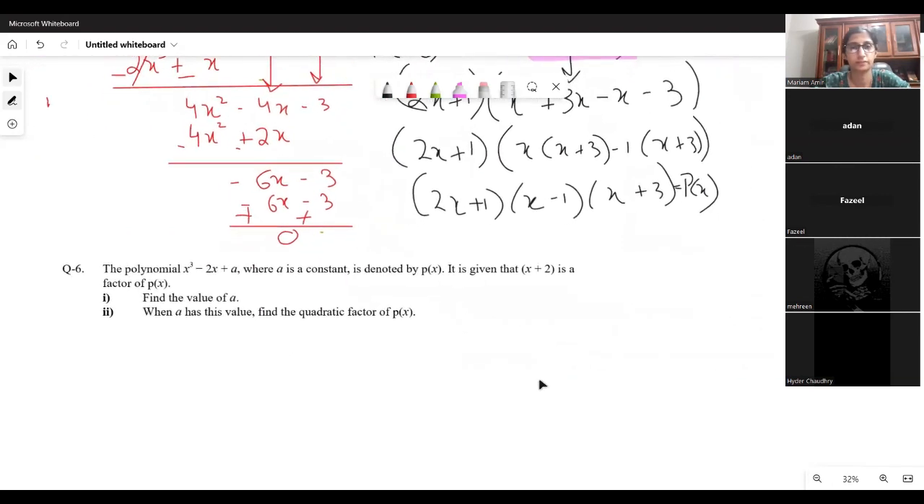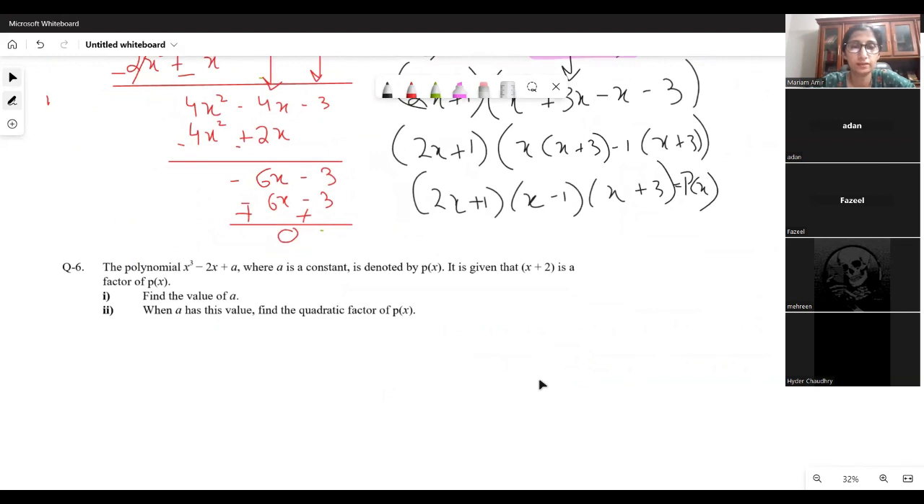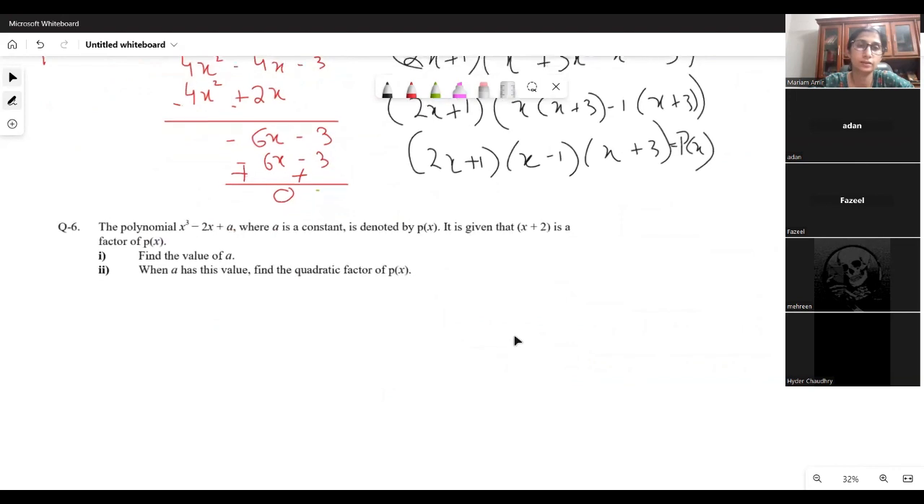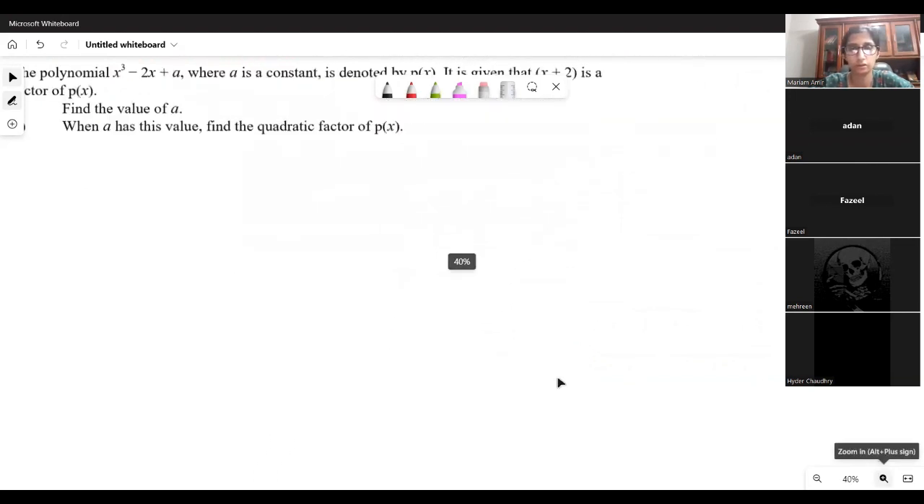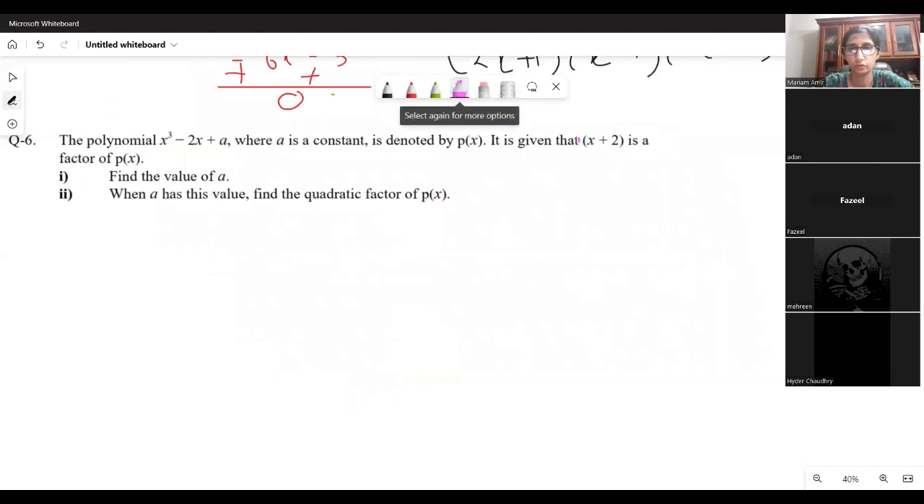The polynomial x cubed minus 2x plus a, where a is a constant, is denoted by p(x). It is given that x plus 2 is a factor of p(x). Find the value of a. So what do we do here? x plus 2 is a factor of p(x). Find the value of a. This is probably for 1 mark.